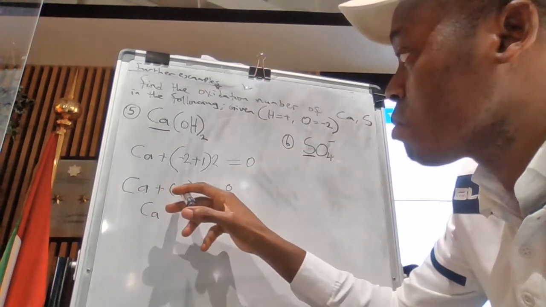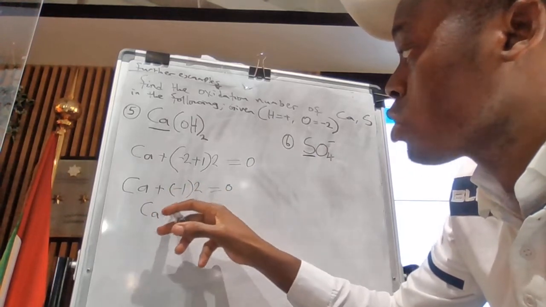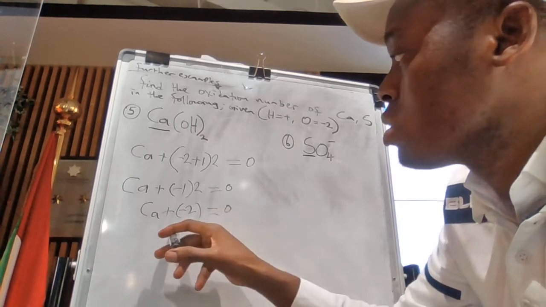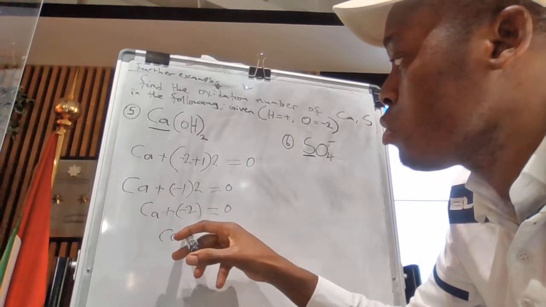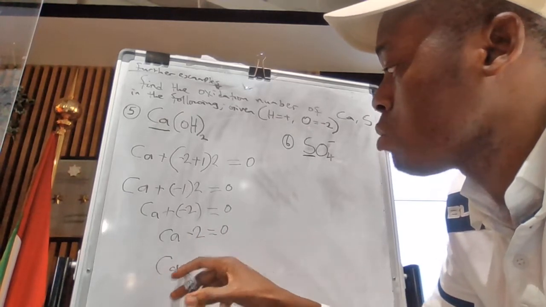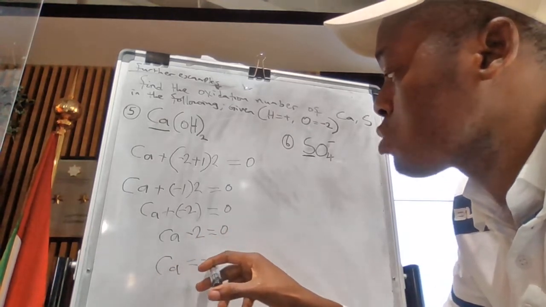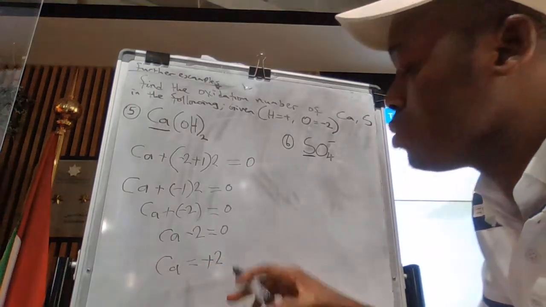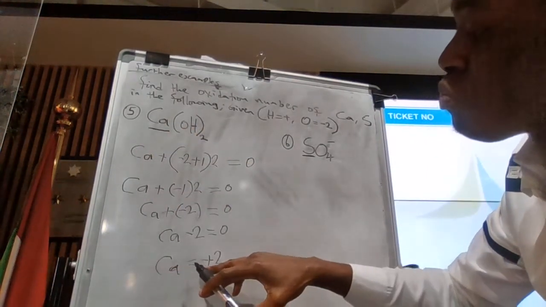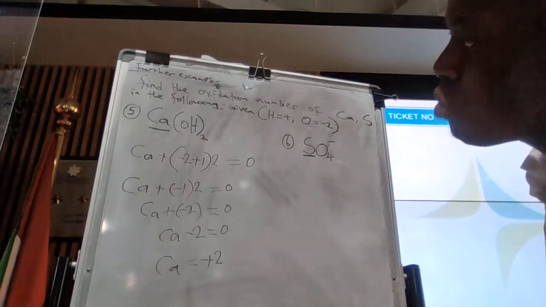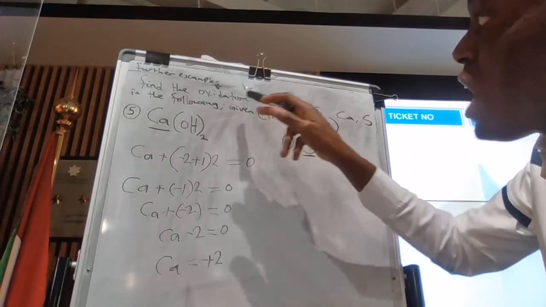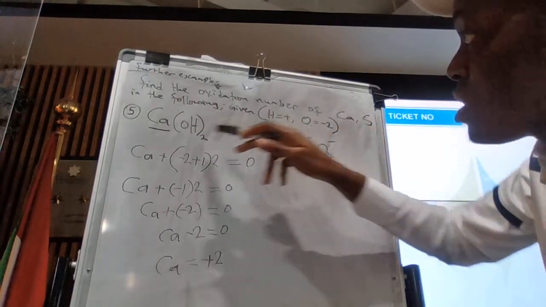So calcium, from what we have here, will now be -1 times 2, that will be -2, equals to 0. So calcium will be, if you open the bracket, you get -2 equals to 0. So calcium now equals to the -2 will come to this side and become +2. So calcium here is 2. But don't forget, calcium here is not the central element. We are only asked to calculate the oxidation number of calcium here.